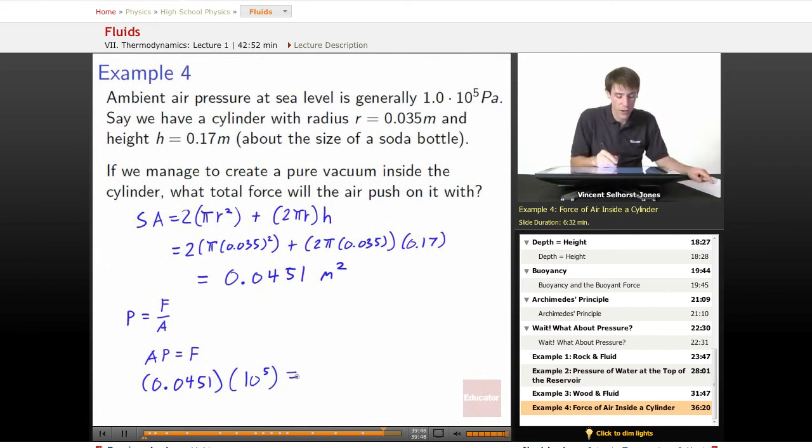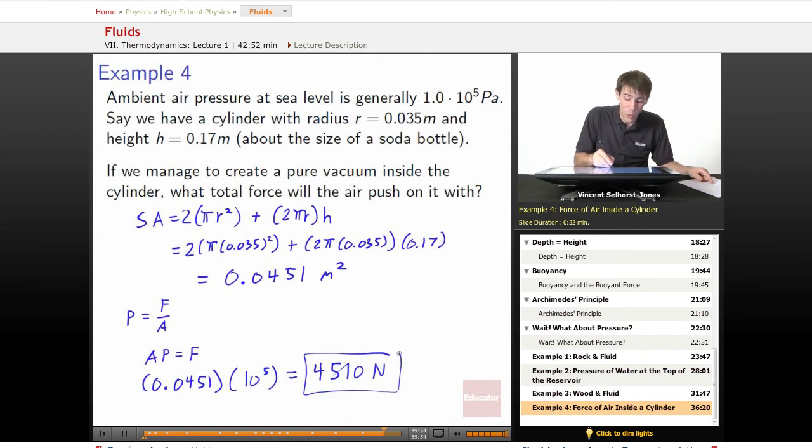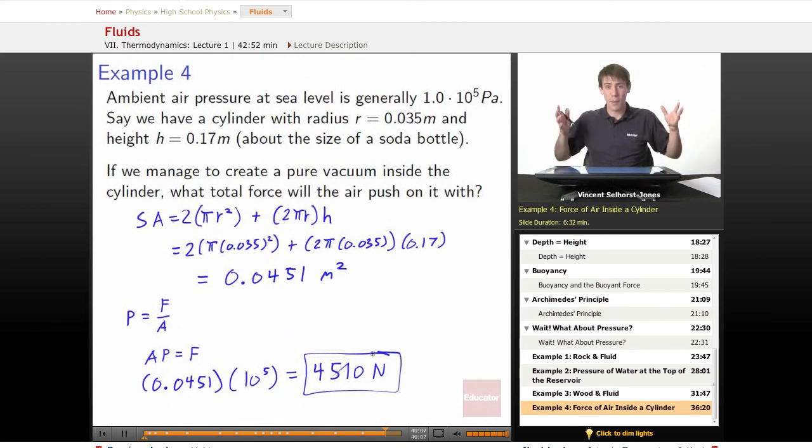Multiply those two together, and that's equal to 4,510 newtons, which is a whole lot of force. I mean, imagine how much force that is. That's enough force to lift about 460 kilograms. If you can lift about 460 kilograms, that's enough to be able to pick a motorcycle up off the ground and lift it over your head.